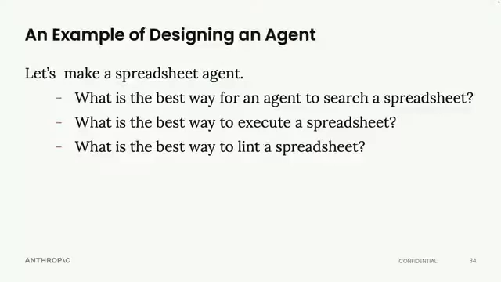Okay, cool. So an example of designing an agent. This is not the prototyping session, but I think this will be a good way into it. Let's say we're making a spreadsheet agent. What is the best way to search a spreadsheet? What's the best way to execute code, or to take action in a spreadsheet? What is the best way to link to a spreadsheet? These are all really interesting things to do.